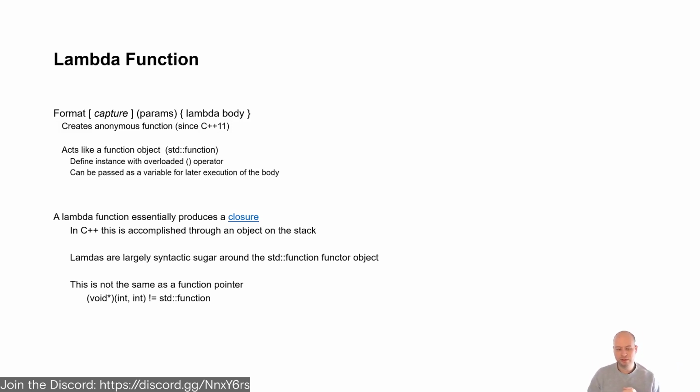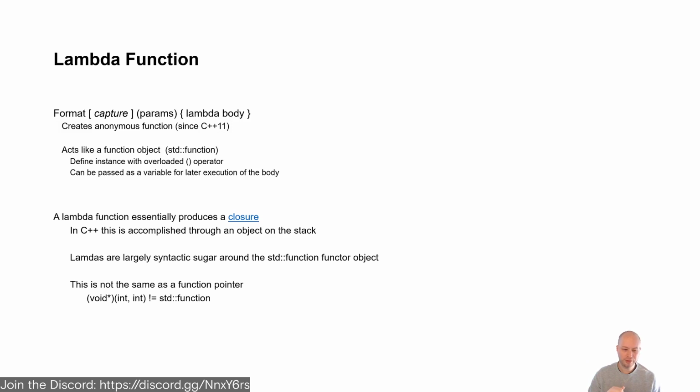So this is the format. You've got the brackets, which allow you to capture. We'll talk about what capture means. Then the parameters. It's just like a normal function. What is it taking in as parameters? And then the function body, which is just code that's going to get called.